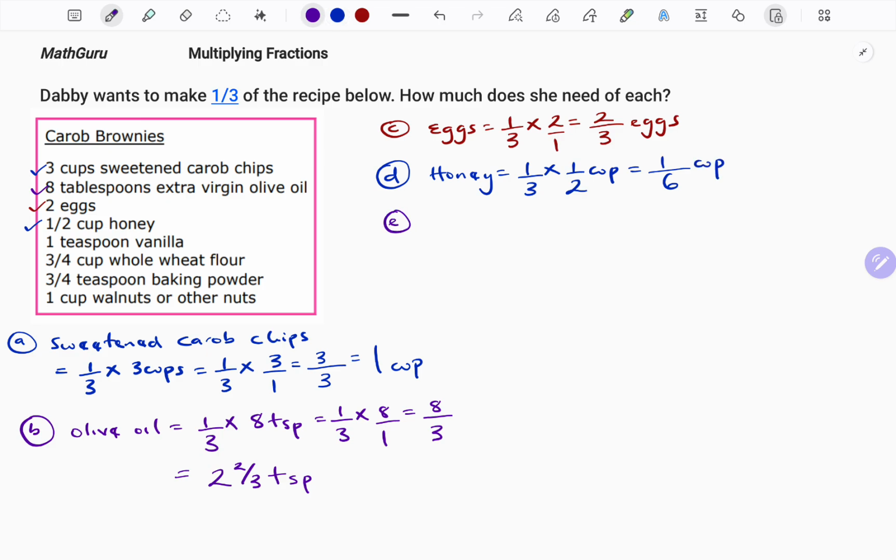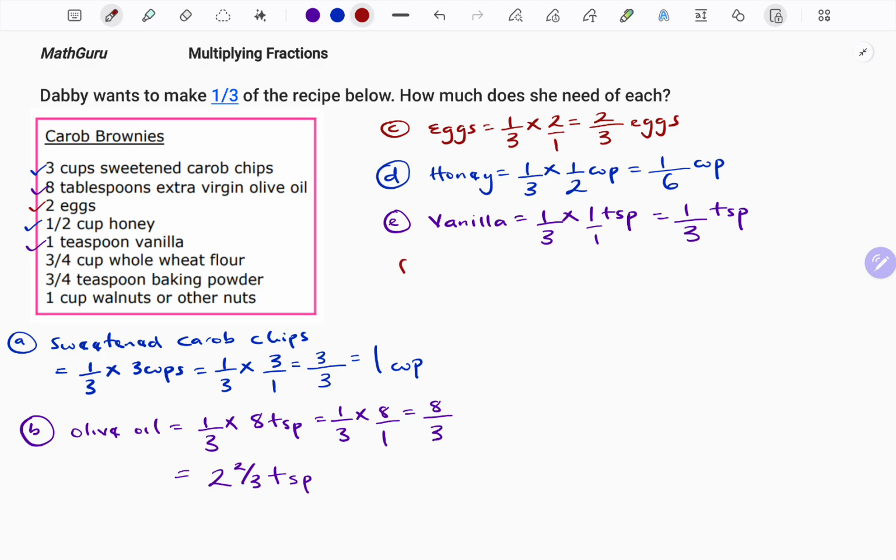E, 1 teaspoon of vanilla. So I have vanilla equals a third of that to be 1 over 3 times 1 teaspoon. So I have 1 TSP, and that's 1 over 1, which will give me 1 times 1 at the top, 1, and 3 times 1 at the bottom for my denominator, 3. So a third of a teaspoon.